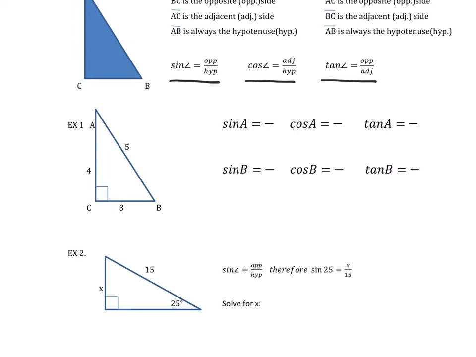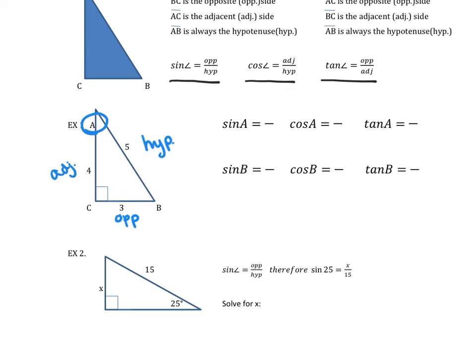So when we look at angle A, we know that side BC is the opposite. We know that side AB is the hypotenuse because it's opposite the 90 degrees. And then side AC is the adjacent side because it's basically the other part of the angle.